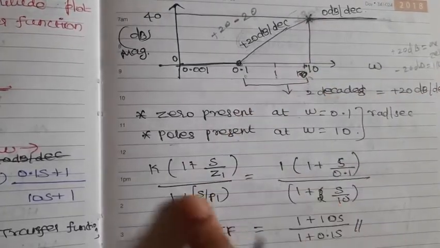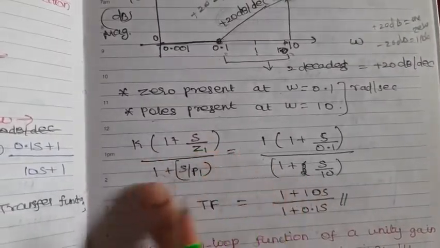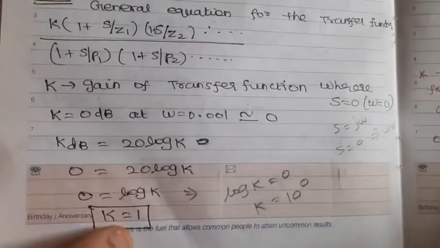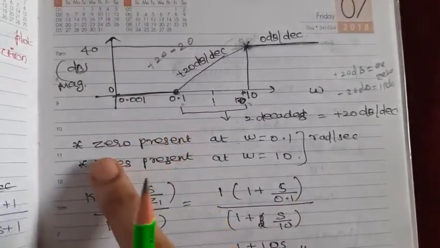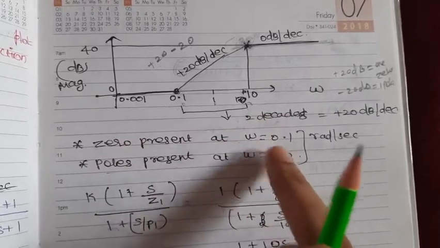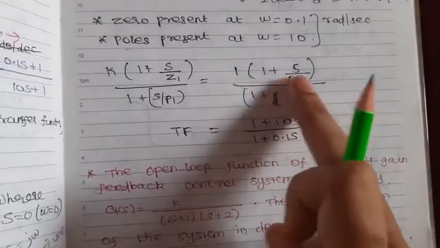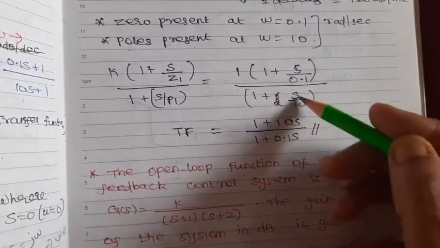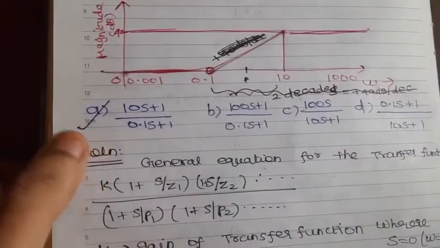So for 1 zero and 1 pole this is the formula: k into (1 plus s by z1) by (1 plus s by p1). K is nothing but the value 1, plus z1. Z1 means the zero is present at omega value 0.1, so we should write 0.1. The pole is present at omega equal to 10. So substituting, we get s by 0.1, which can be written as 10s, and s by 10, which is 0.1s. So the transfer function is (1 plus 10s) by (1 plus 0.1s). So option A is the right option.